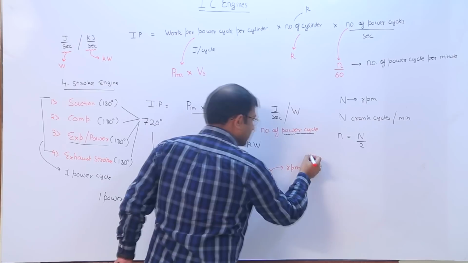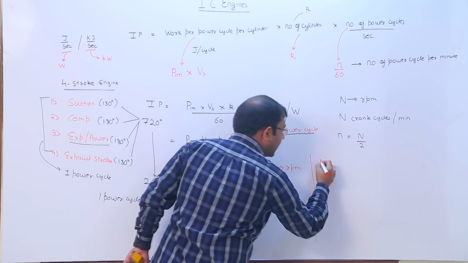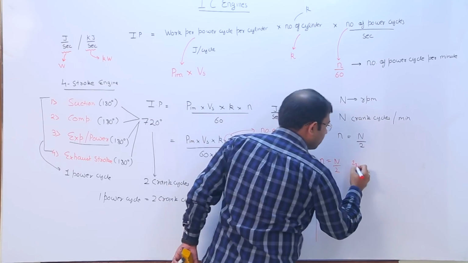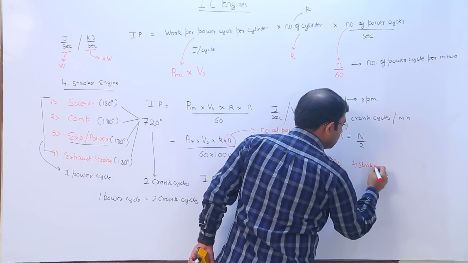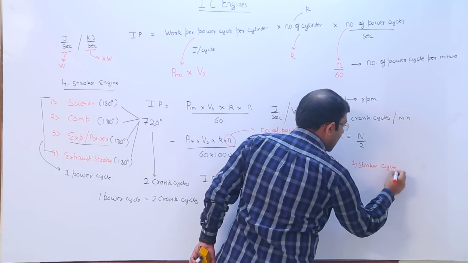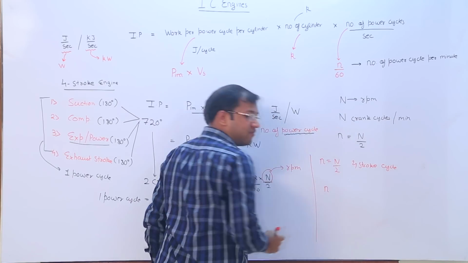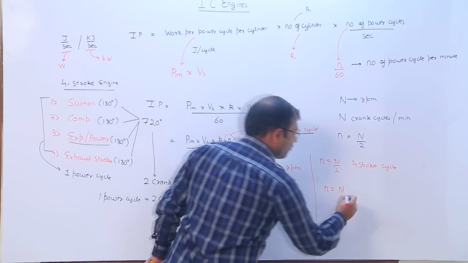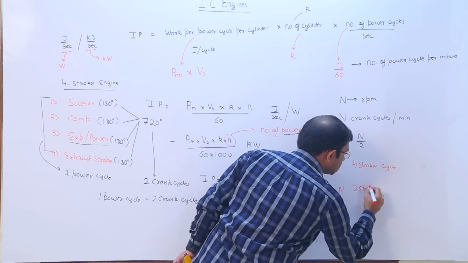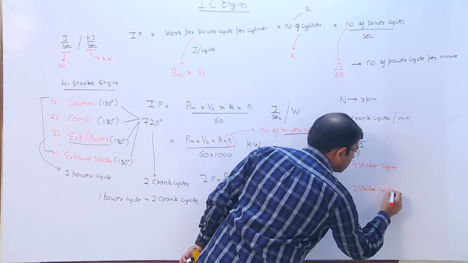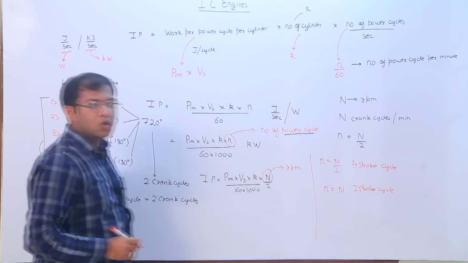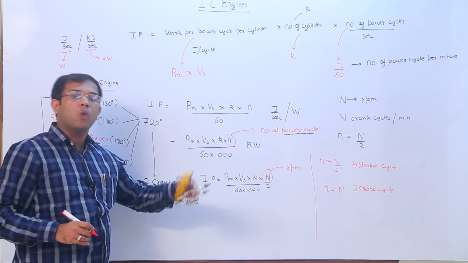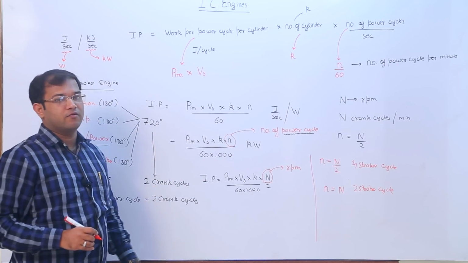However, see, what we have seen is that the number of power cycles becomes N by 2 for a 4-stroke cycle. However, the number of power cycles will be equal to the RPM for a 2-stroke cycle. Fine. Because here one power cycle executes in one complete crank rotation.